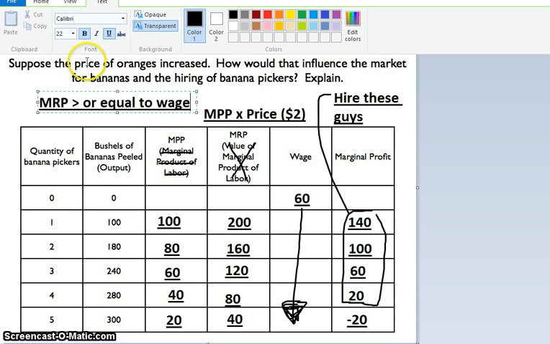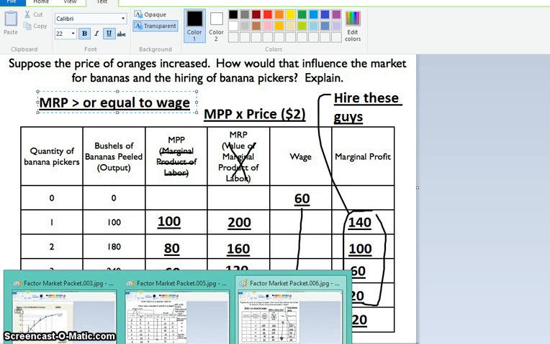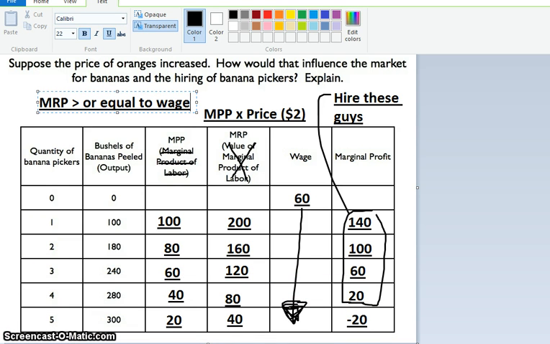Now, if you look at this, it says, suppose the price of oranges increased. How would that influence the market for bananas and the hiring of banana pickers? And some of you might be scratching your head, like, what, Mr. Sutton, what do oranges have to do with bananas? Think back to the very, very beginning. What's one of the first things that we did as a class? One of the first concepts that we had? Just basic supply and demand, right?